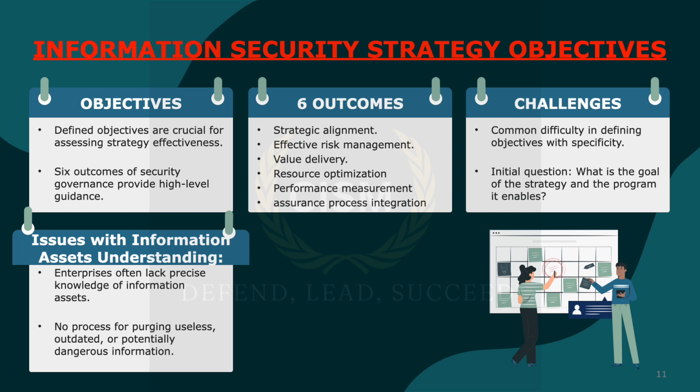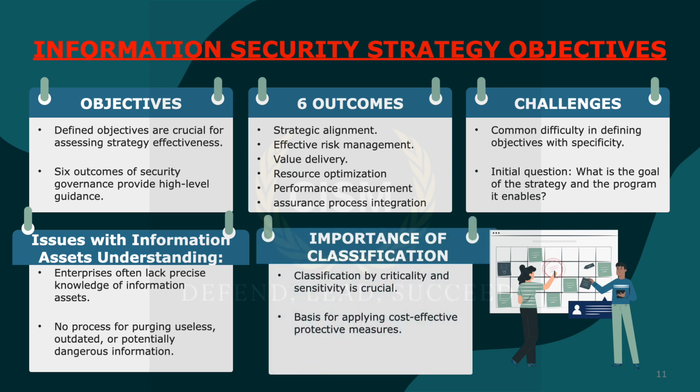Friends, sometimes companies don't know exactly what information they have. They might not have a system of getting rid of useless, old, or risky information. Next, about the importance of classification. Friends, under the importance of classification, it states that classification by criticality and sensitivity is crucial and the basis for applying the cost-effective protective measures.